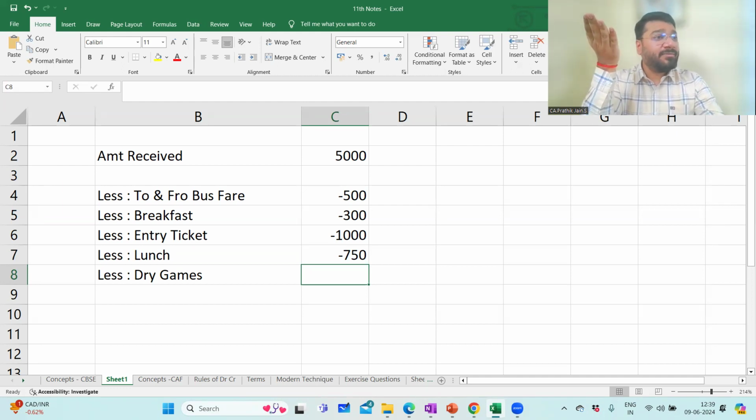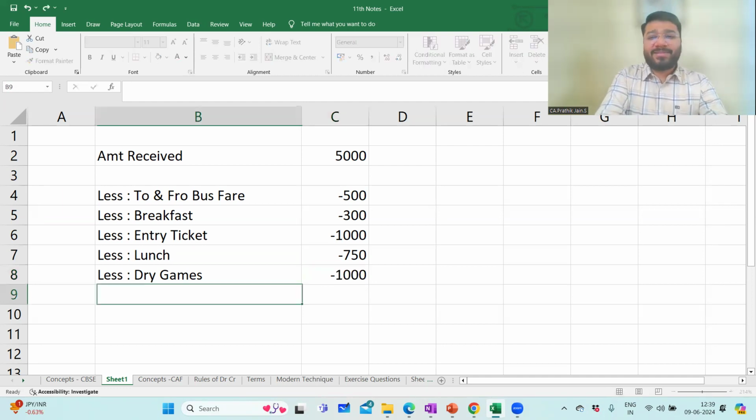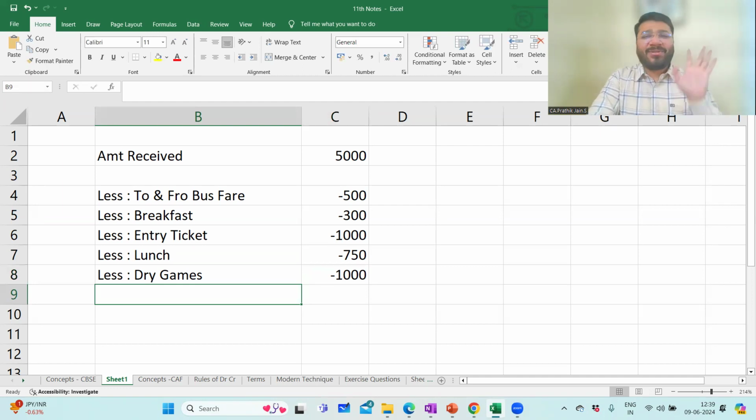You know what is dashing car? My favorite game, not sport. 1,000 rupees spent there. Okay, 1,500? Such a luxury fellow? Okay, 1,000 rupees. Let's keep it 1,000 rupees. Now dry games is over. After that, imagine what will happen to you.